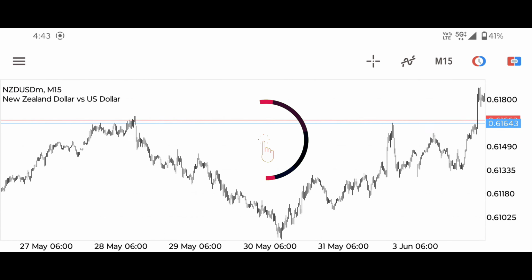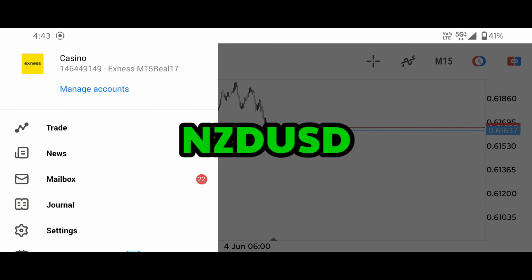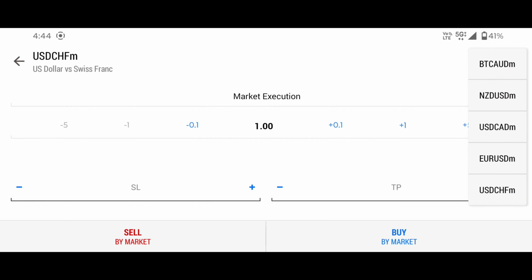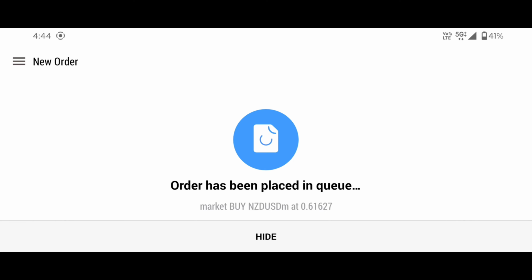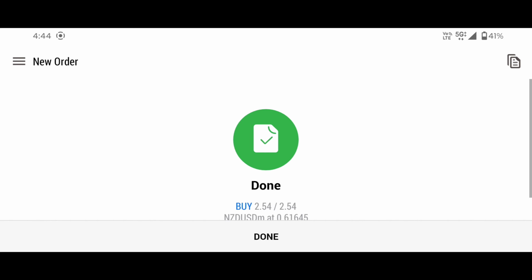Today we will make very good profit in New Zealand dollar versus US dollar. I hope you will learn something from this video. Here I am applying the trade according to my risk. Here I already know what my loss is going to be so that I can keep my psychology strong. See you guys after applying all the trades.